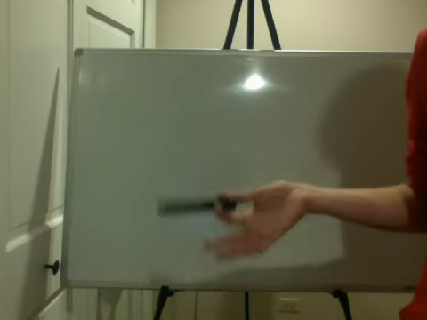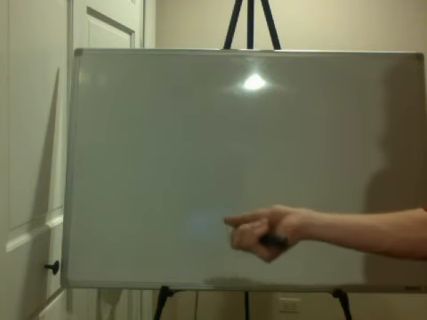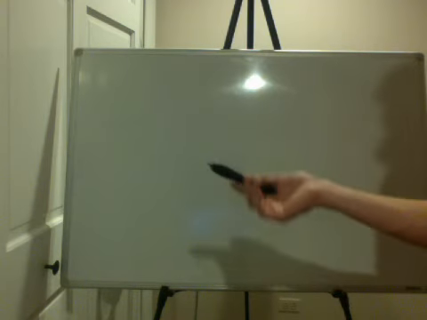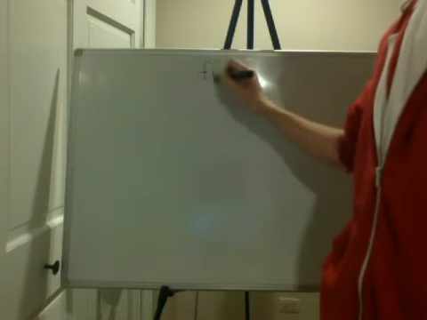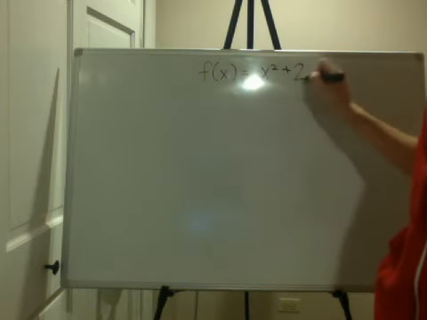Alright, this is just a continuation of the last video. In this video, I'm going to actually do an example of what I did before. So let's say we wanted to find the derivative of the function f of x equals x squared plus 2. I'm going to try to keep it as simple as I can.